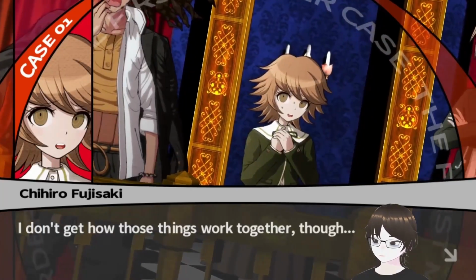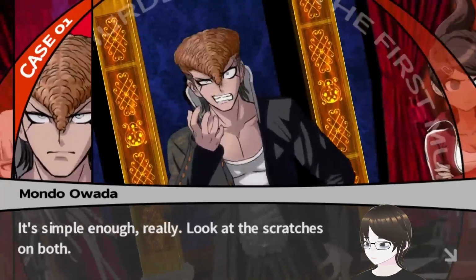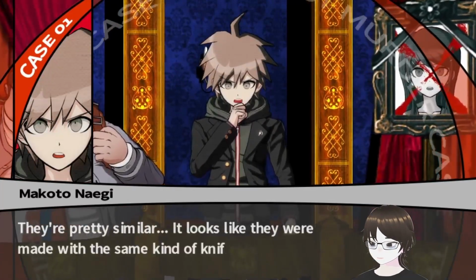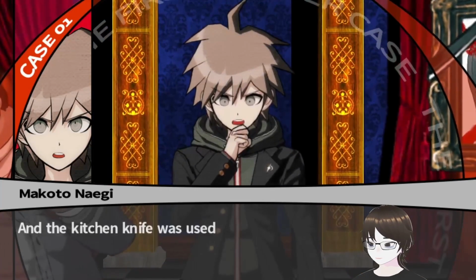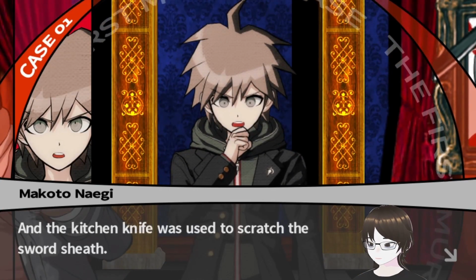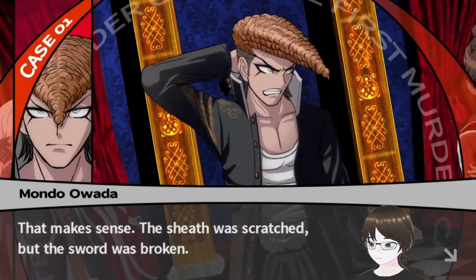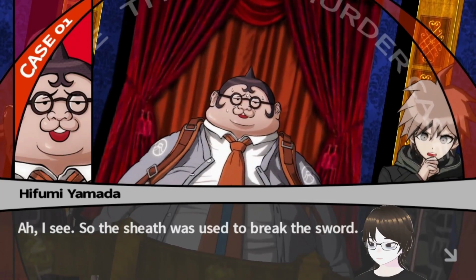The kitchen knife set was used to scratch the sheath, and then the sheath was used to break the sword. If it was metal, I guess that could work, yeah. I don't get how those things work together, though. Yeah, same. It's simple enough, really. Look at the scratches on both. They're pretty similar. It looks like they were made with the same kind of knife. And the kitchen knife was used to scratch the sword sheath. That makes sense. The sheath was scratched, but the sword was broken. Ah, I see. So the sheath was used to break the sword.